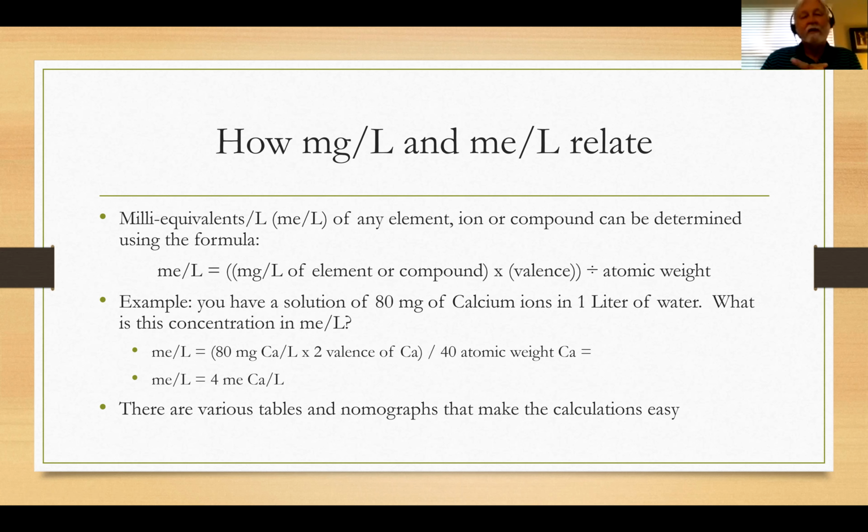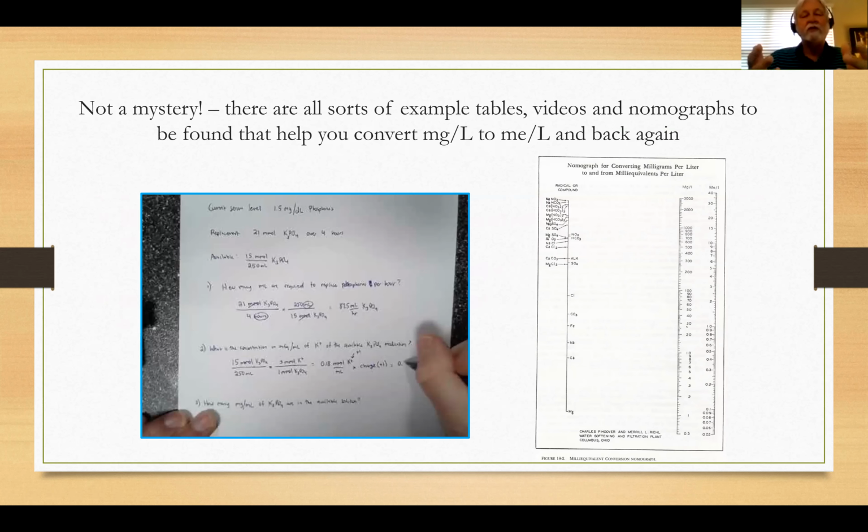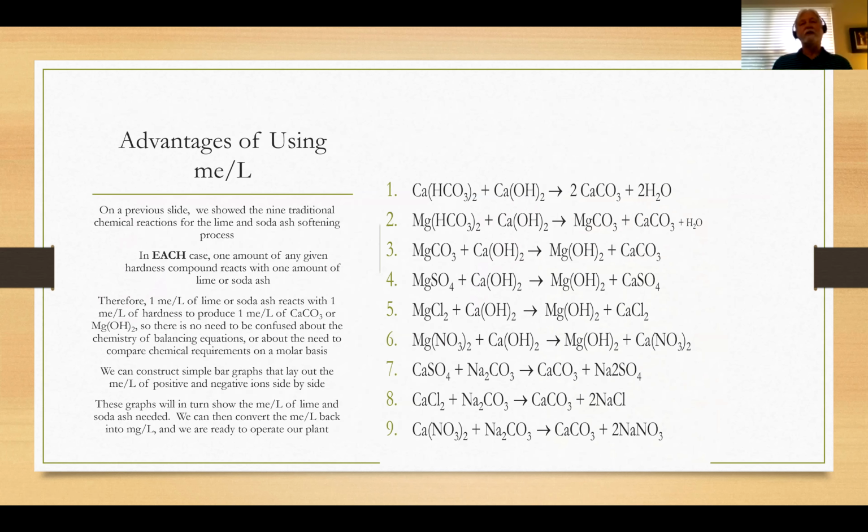There are various tables and nomographs that can make the calculations easy, but we're going to use a simple bookkeeping method that I think makes softening a lot simpler to understand. It's not a mystery. There are all sorts of example tables, videos and nomographs to be found. But the advantage of using milliequivalents per liter is that one equivalent of anything produces one equivalent of anything.